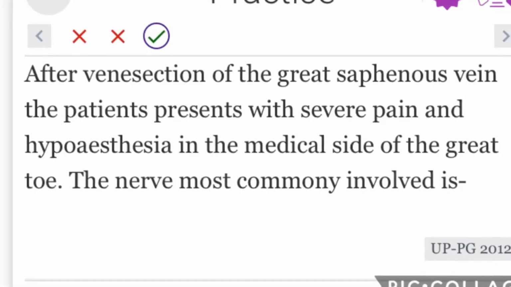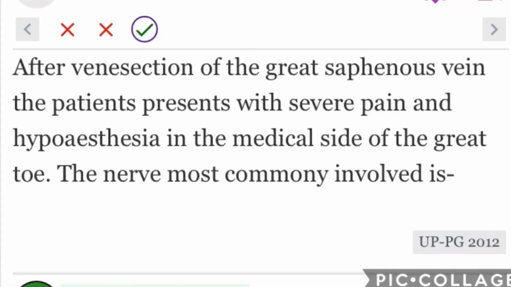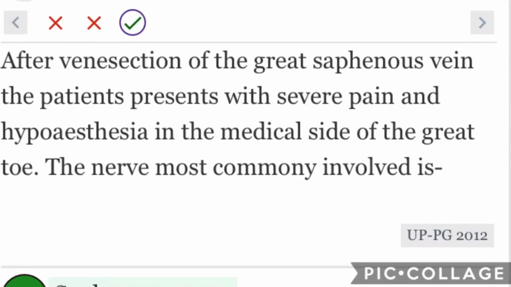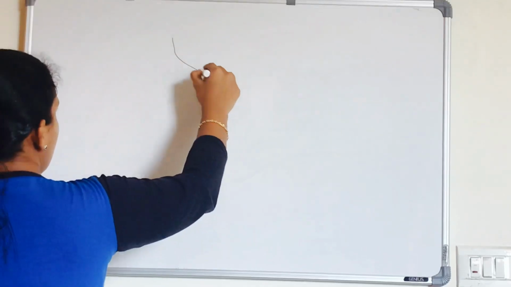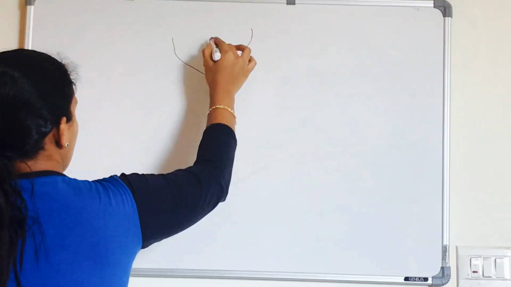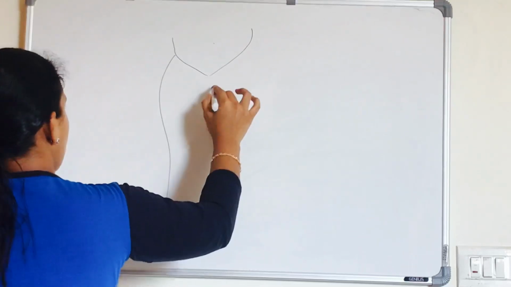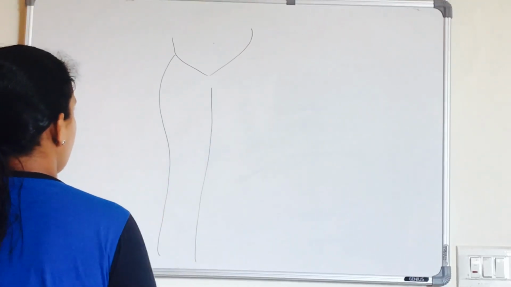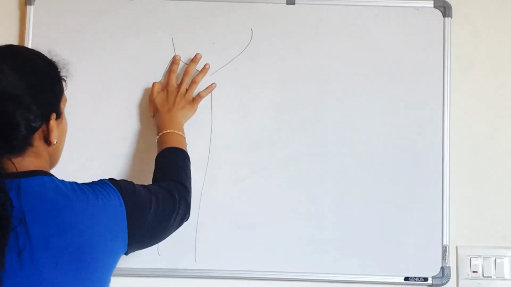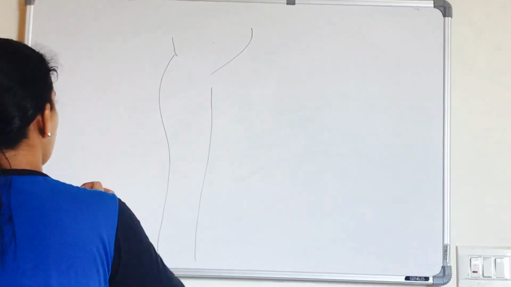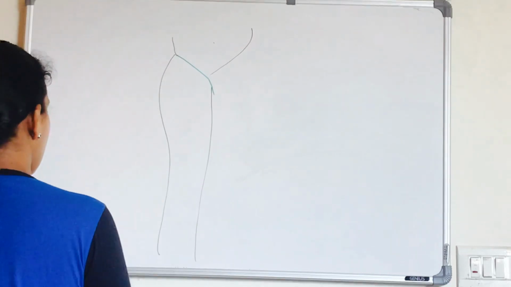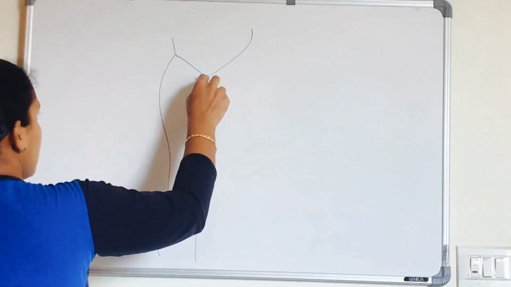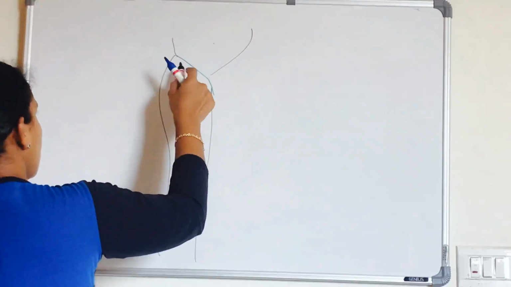Let's move on to the second question. After venesection of the great saphenous vein, the patient presents with severe pain and hypesthesia on the medial side of the great toe. What is the nerve involved? So during venesection, when you deal with the medial vein, that is great saphenous vein, what is the nerve involved? So there is a nerve which is closely associated with your great saphenous vein along its entire course. Let's see what is the nerve.